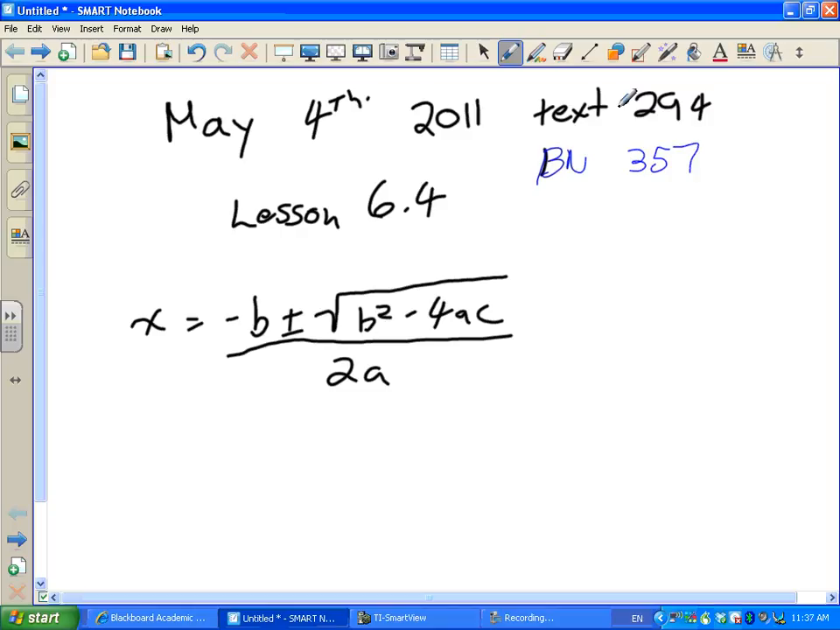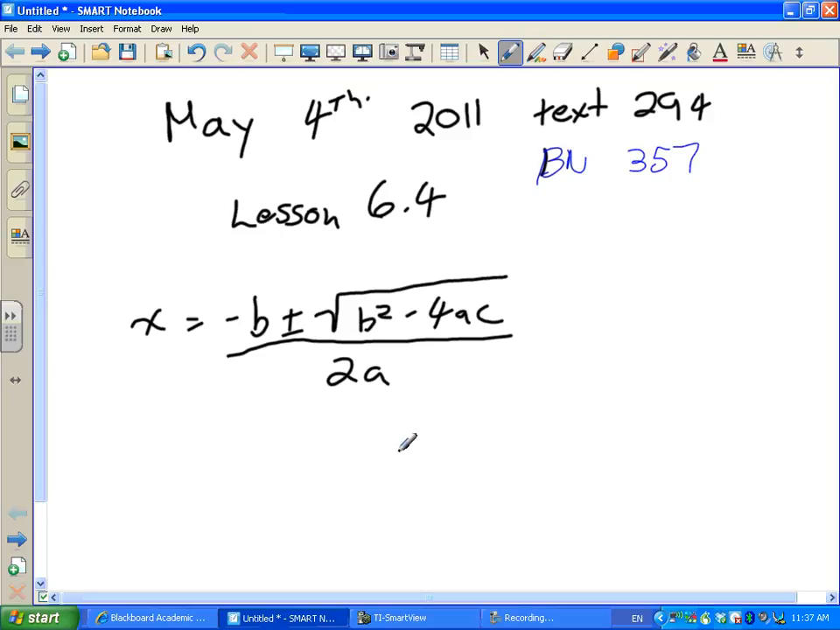Okay, we're on lesson 6.4, quadratic formula. You need to have this formula memorized. Let me say it again. You need to have this formula memorized for your test because I'm not going to give it to you on your test. Memorize it. You will need it.